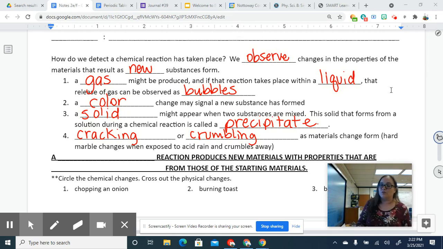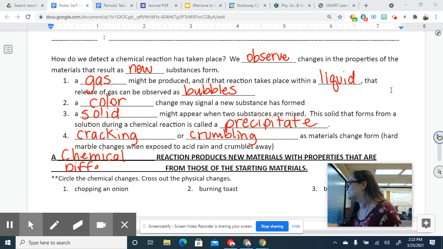So it's one of those things we learned. A chemical reaction is one that produces new materials with properties that are different from the properties of the starting materials.